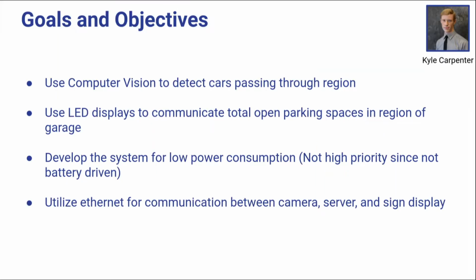For our goals and objectives, it's to use computer vision to detect cars passing through specific regions of the garage. We want LED displays to communicate how many total open parking spaces are available in that region of the garage. We want the system to be low power, but it isn't a high priority of ours since the system is not going to be battery driven. We're going to utilize Ethernet for communicating between the camera and the server as well as the sign display.